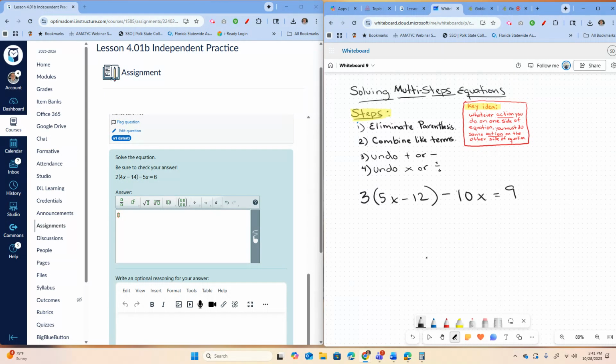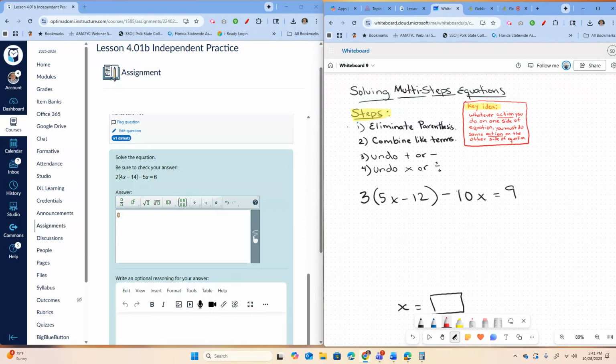We are solving what is called a multi-step equation, which means that we're going to have to do several steps, so at the end we can find the value of x. So we can find how much is x. It's going to say something like this: x equal a number. How do we do that? We're going to follow all of these steps.